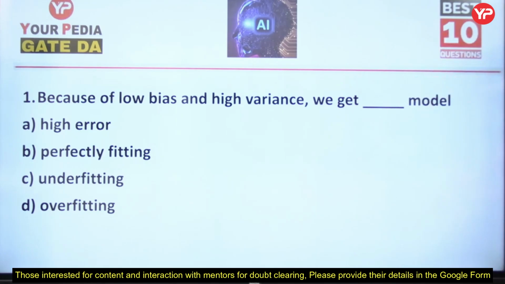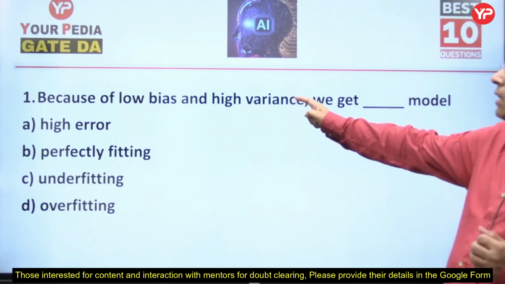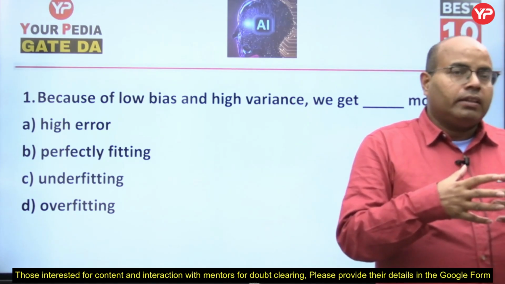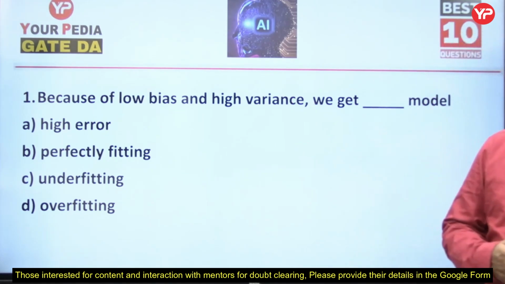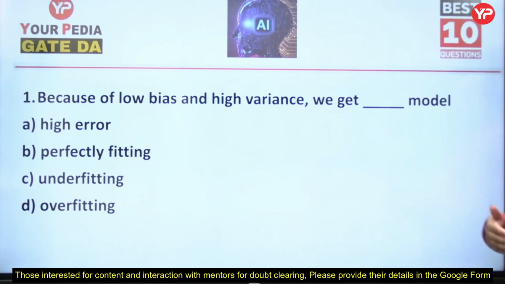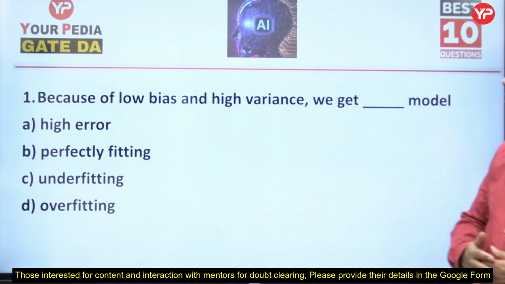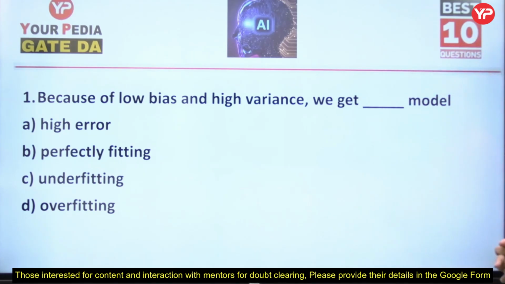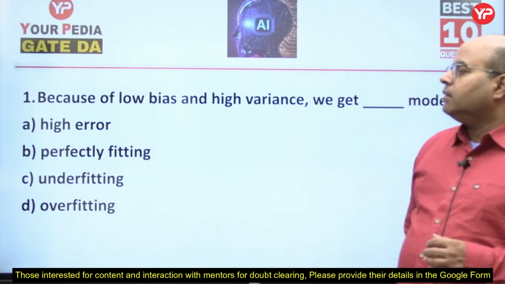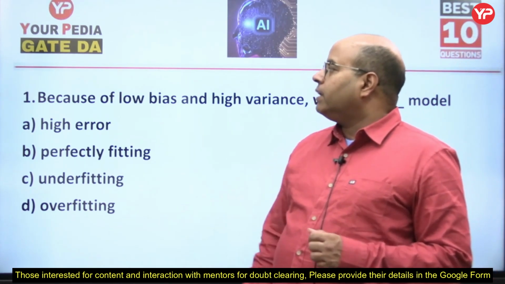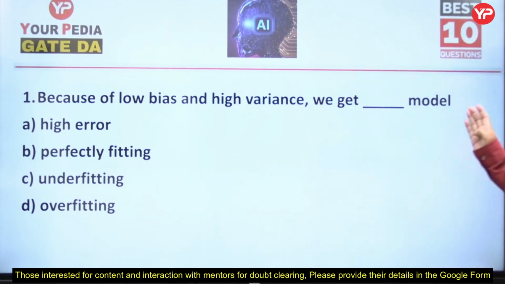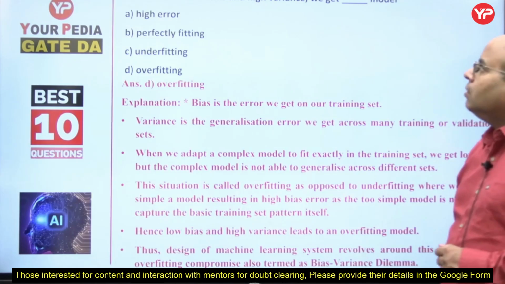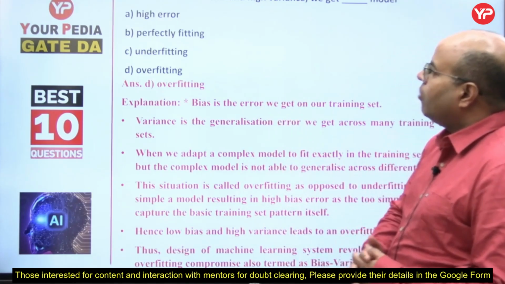So once you get low bias and you are getting high variance also, it means your model is so complex that it's not generalizing, it's not getting validated through other sets. That's why you are getting high variance. So basically what you have done, you have overfitted. D is the answer, overfitting. Because of low bias and high variance, we get an overfitting model. Overfitting is the answer. Why?